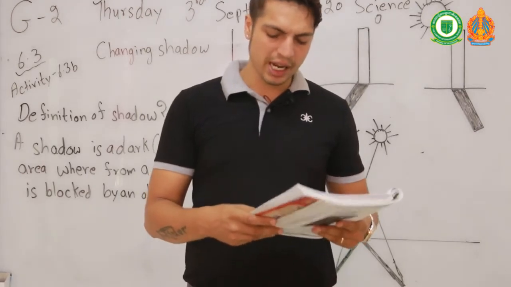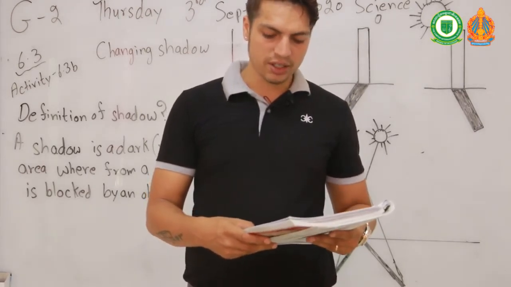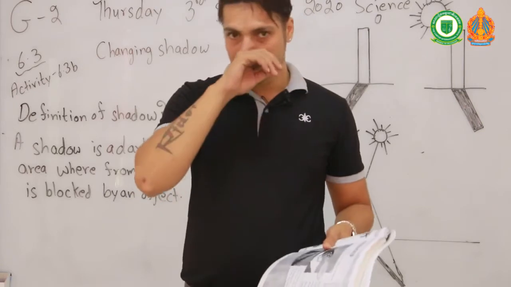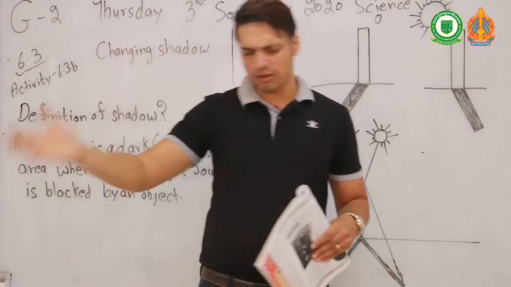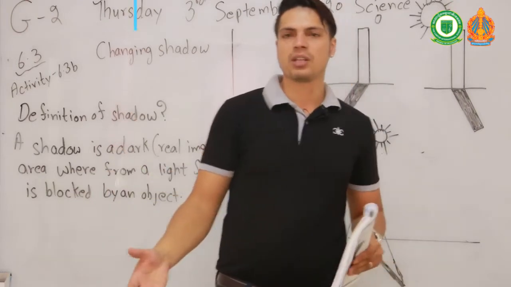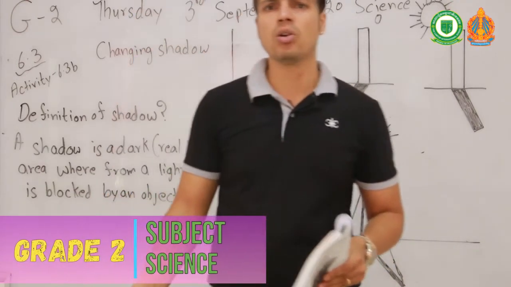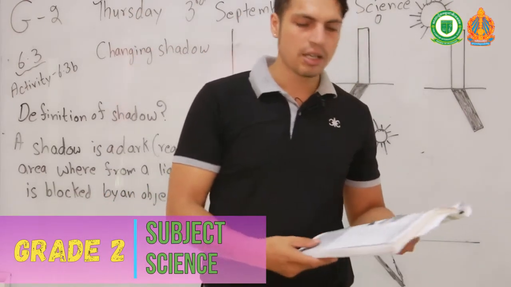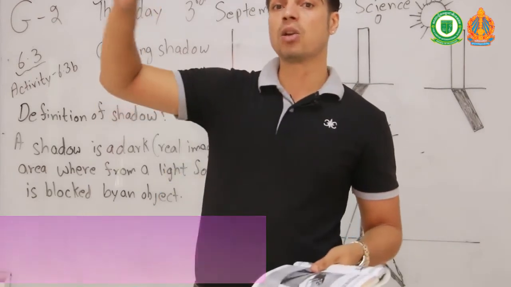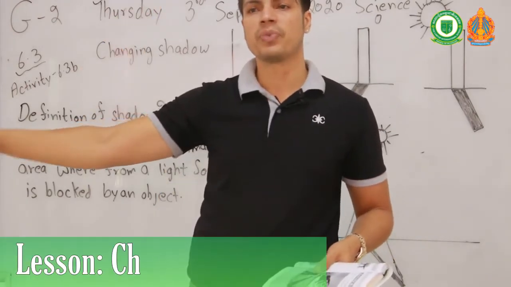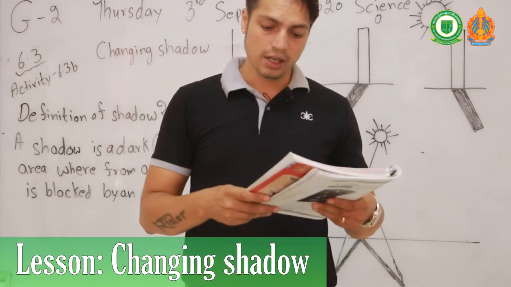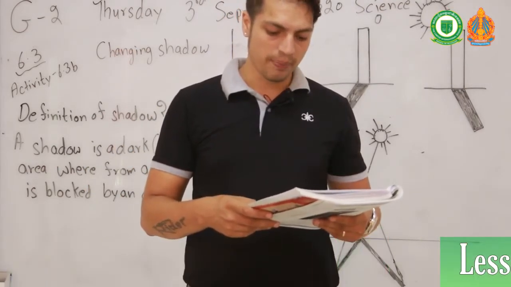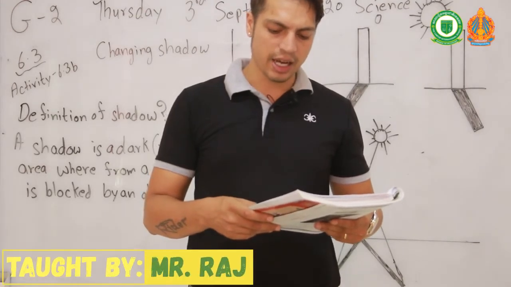In the morning and evening the sun is low and shadows are long. When it's just after sunrise or before sunset, the sun is low, so you will see a long shadow. At midday the sun is higher.